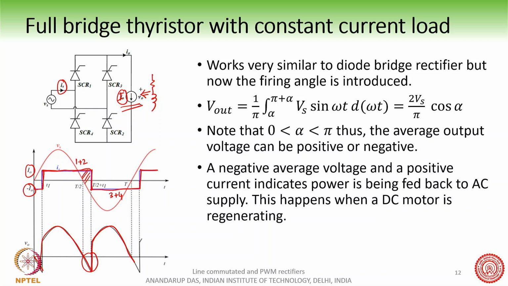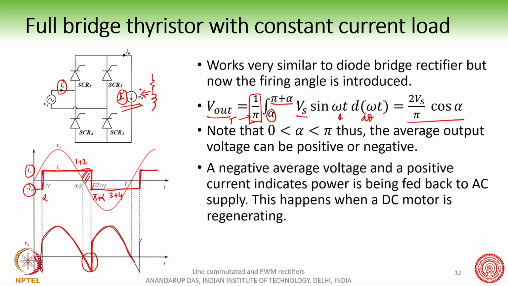So what is the average output voltage? Again, you can integrate 1 by T, so this angle is alpha here, and it will go on till pi plus alpha. So integrating from alpha to pi plus alpha, and the time period is pi here, so T equal to pi. So 1 by pi, alpha to pi plus alpha, Vs sine theta d theta, and this will come out to be 2Vs by pi cos alpha.